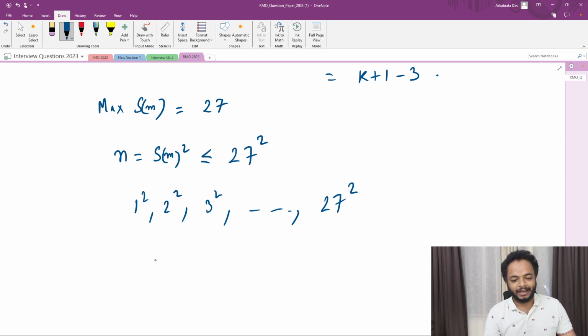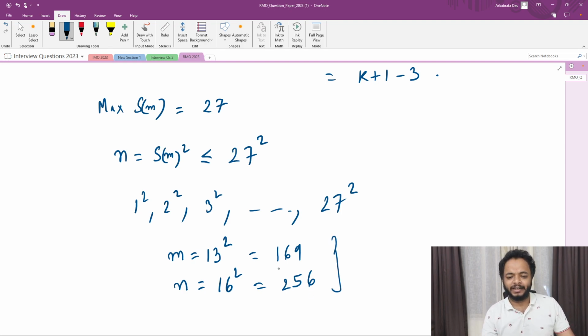So I checked it, and I got that m is coming out to be 13 square and n is coming out to be 16 square. 13 square, which is 169, and 16 square, which is 256. So I manually checked it, and I may have missed something in a hurry, but if I missed, just comment below, and if I didn't, also comment below how you liked the solution.